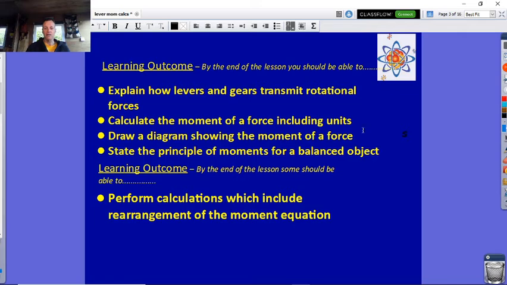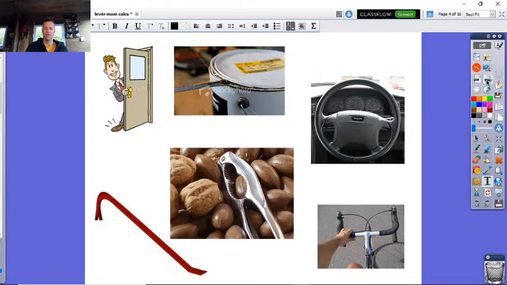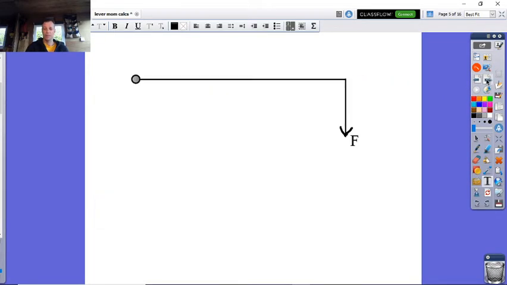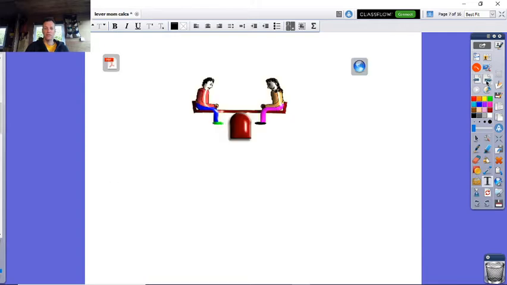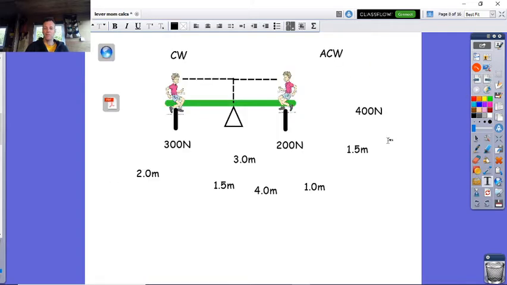Now, we had done this little bit already, and levers I've shown before, sorry, levers but not gears. We basically saw how you calculate a moment, but some of you had not done calculations yet. I set that work last week, so some of you have been playing around with this.